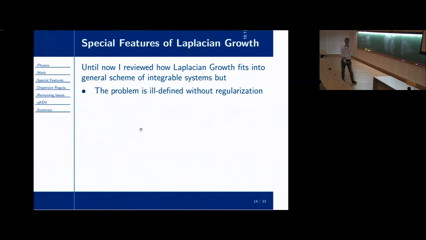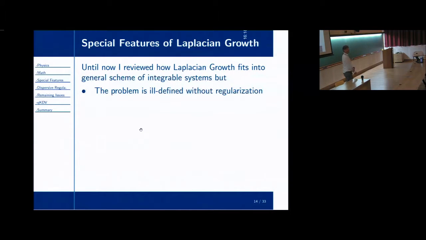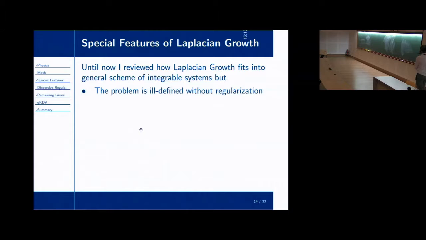First of all, something that I haven't mentioned is that the problem is actually ill-defined. If we start with the system that I showed you in the beginning and solve it, we see that the droplet develops cusps. So the initial value problem is ill-defined because a singularity occurs in the solution.